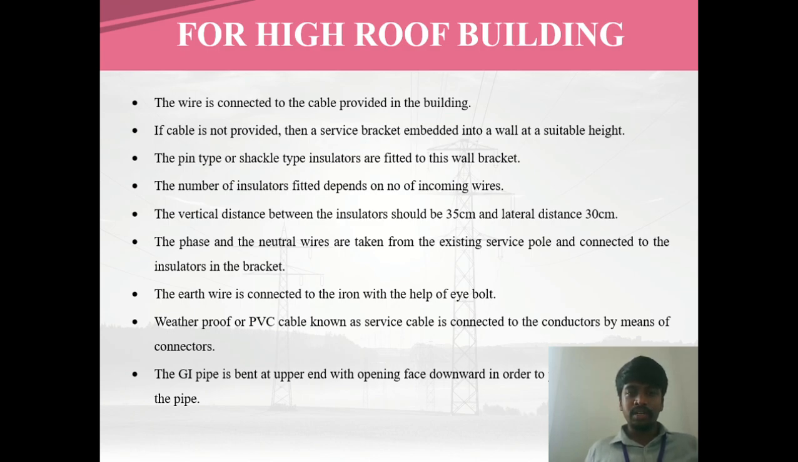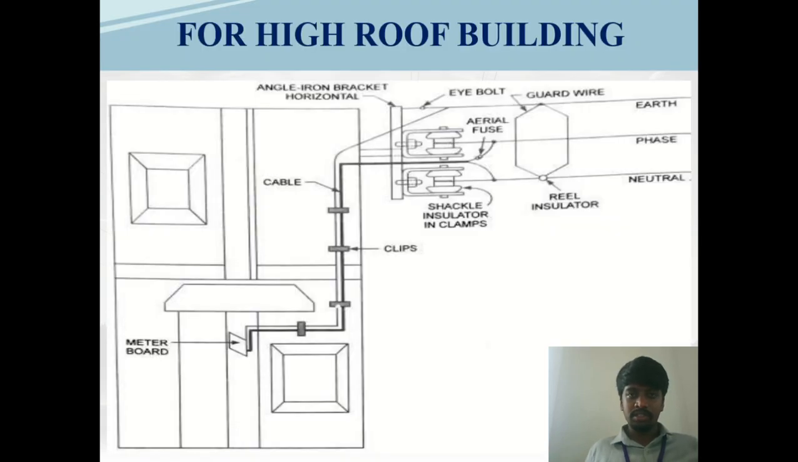The phase and neutral wires are taken from the existing service pole, from the overhead line, and connected to the insulators in the bracket. The earth wire is connected to the iron with the help of an eye bolt. Weatherproof or PVC cable, known as service cable, is connected to the conductor by means of connectors. The GI pipe is bent at the upper end with the opening facing downward. I'll show it in the figure. This is the figure for a high roof building. If the cable is not there, we will use clips for holding the cable.